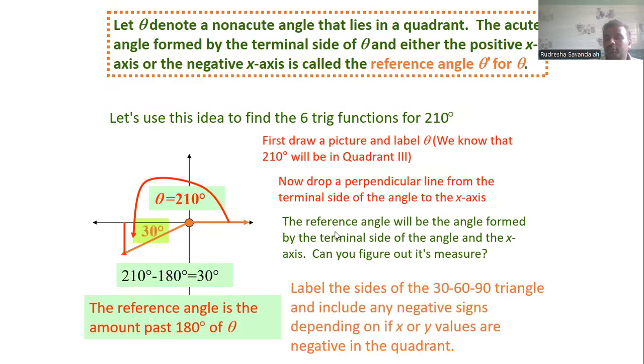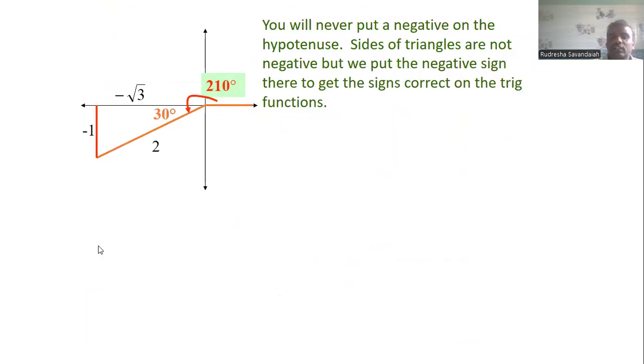Label the sides of the 30-60-90 triangle and include any negative sign depending on whether the x and y values are negative in the quadrant. See here, this is the 30 degree angle, minus root 3, minus 1, 2. You will never put the negative on the hypotenuse. The sides of the triangle are not negative, but put the negative sign there to get the sign correct on the trigonometric function.